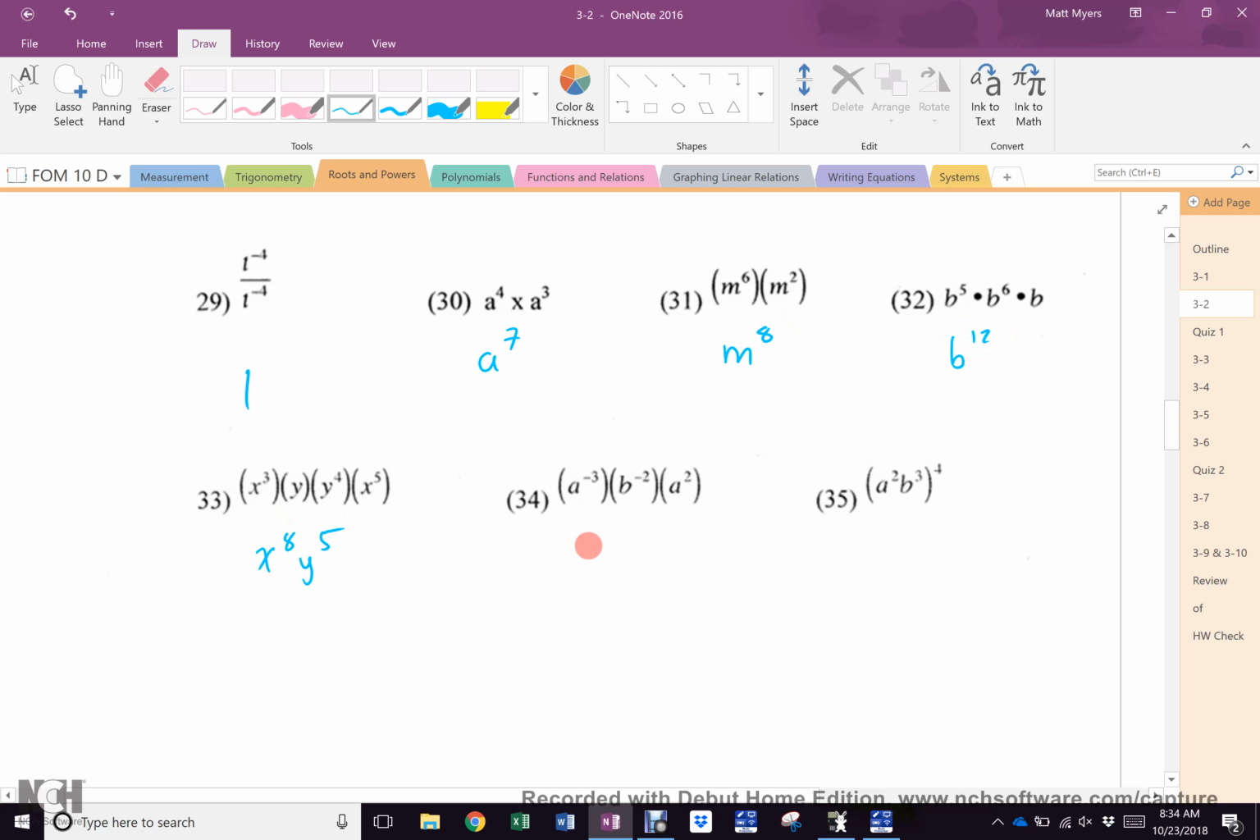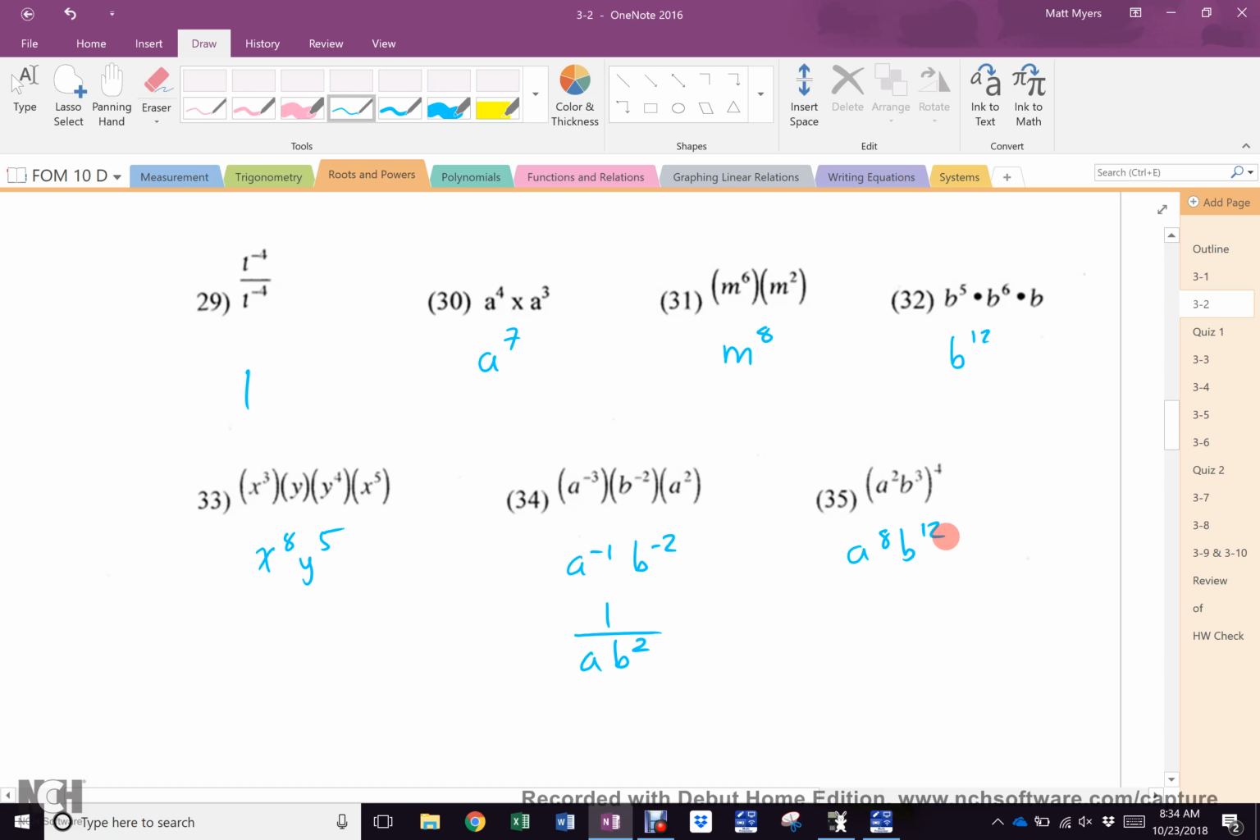34. Diego, did you go this far? Okay. Toby, did you do this one? Close. A to the negative 1, B to the negative 2. What's wrong with that? So where do they have to go? 1 over AB squared. And 35, Hannah. A to the 8th, B to the 12th.